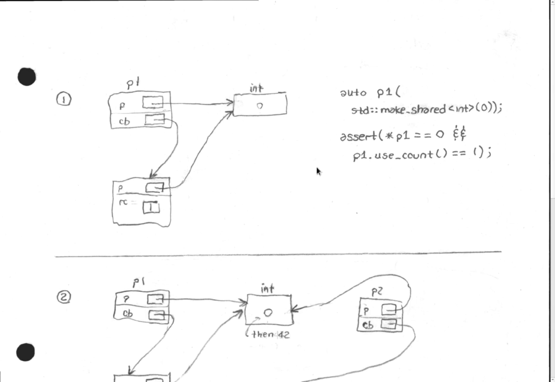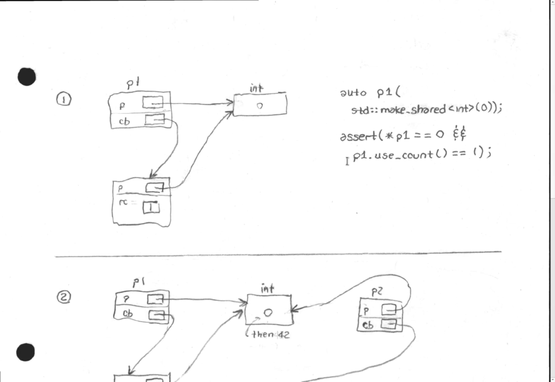If, for example, we were to execute this assertion here, star P1 must be equal to 0, this would be true, because essentially what happens when we dereference P1, this smart pointer, is it's going to give us a reference to this object here, this int, and this int is equal to 0. So of course, if we look at that value, the value we're going to get is 0.